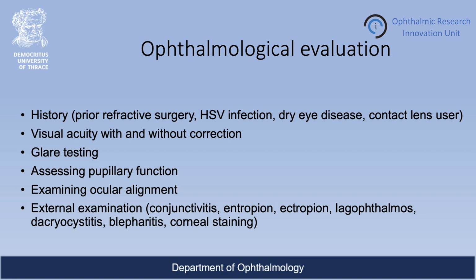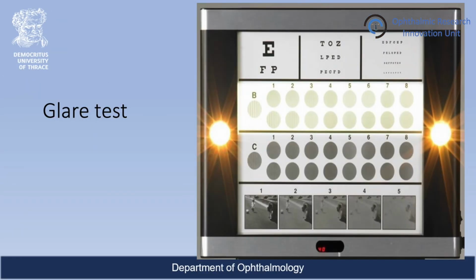Following this, the assessment of pupillary function and ocular alignment is conducted. An external examination is also necessary to check for conditions such as conjunctivitis, entropion, ectropion, lagophthalmos, dacryocystitis, blepharitis, and corneal staining. These conditions can influence the surgical approach or may need treatment before surgery can proceed. The glare test determines how bright light affects the patient with cataract.